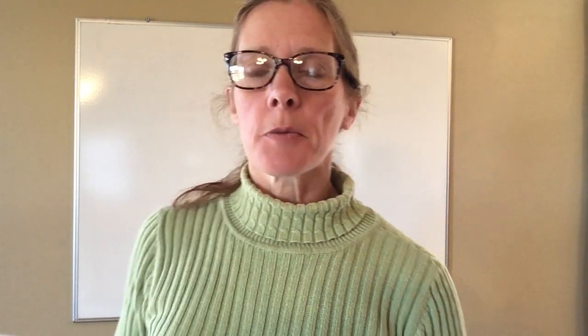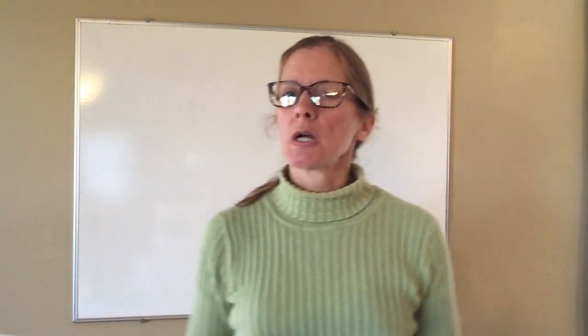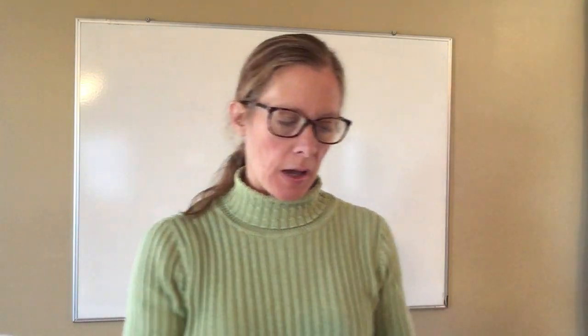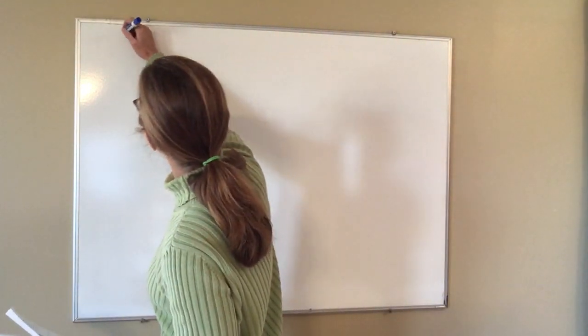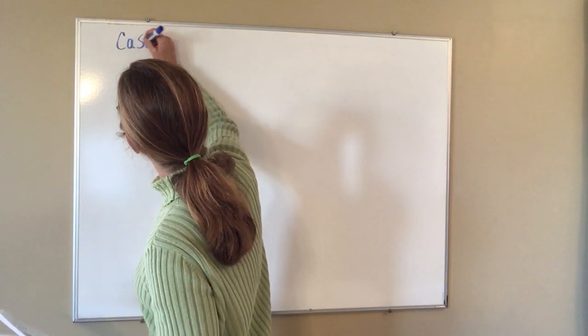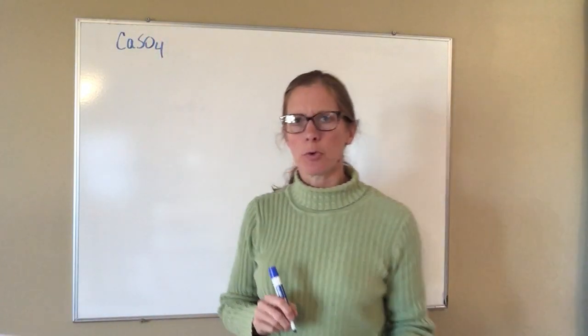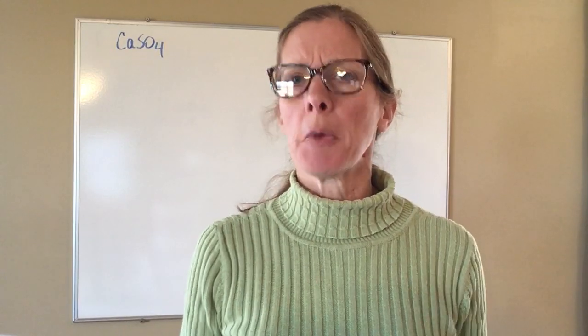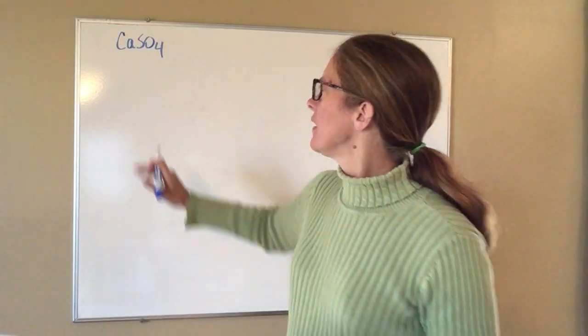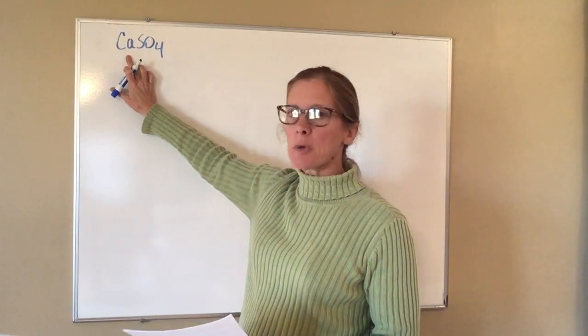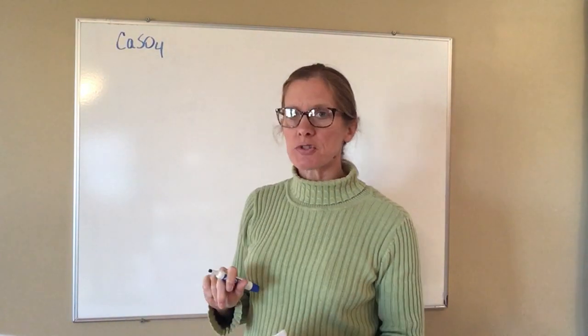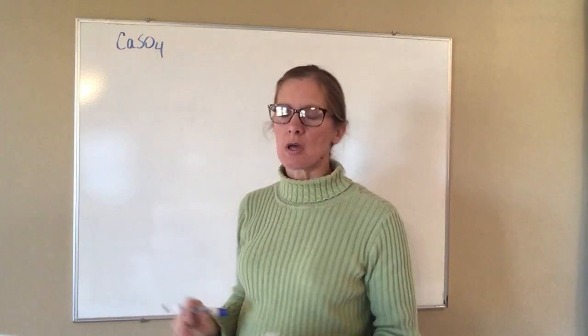All right, today we're going to talk about finding number of moles, number of grams, and number of molecules in a compound as opposed to just an element, which is what we did in the previous video. So we're going to start with a compound called calcium sulfate, CaSO4. And you'll recall from our prior studies that in this molecule you're going to have one atom of calcium, one atom of sulfur, and 4 atoms of oxygen.